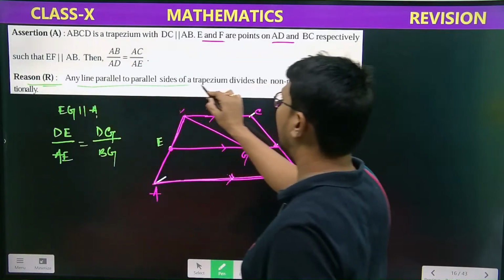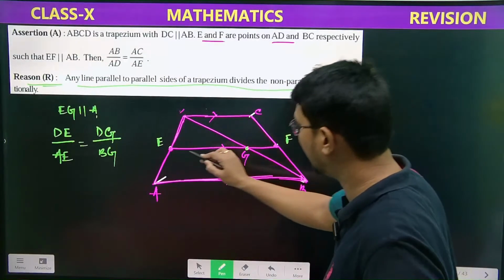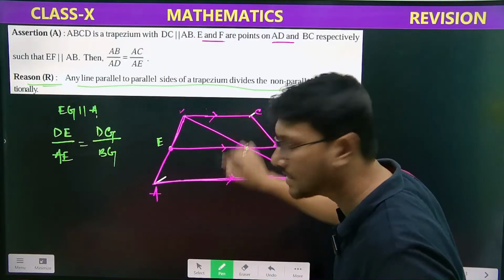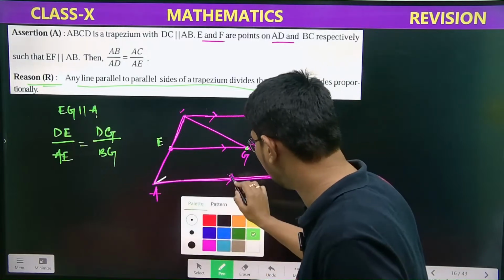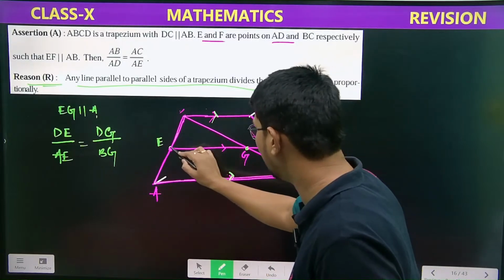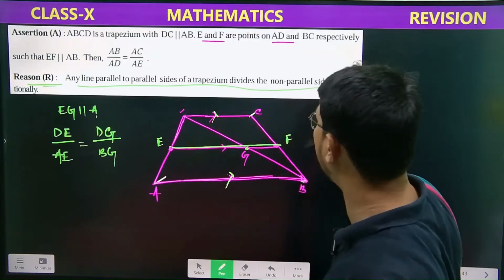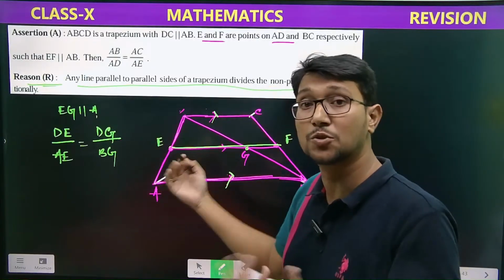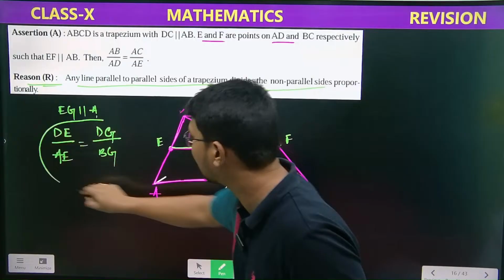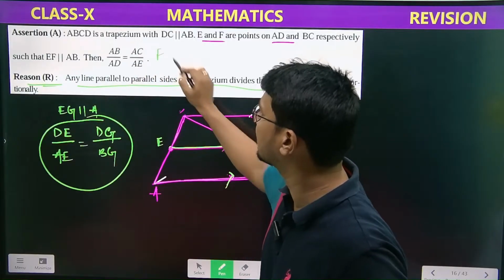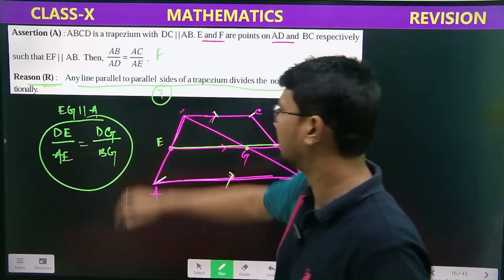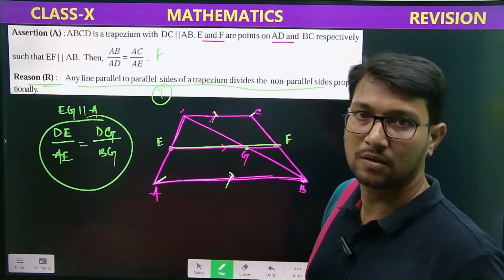Any line parallel to the parallel side of a trapezium. Which two are parallel? These two are parallel. If any line parallel to the parallel side of a trapezium divides the non-parallel sides in proportion, that is true. That means the assertion is false, but the reason is true. That's why. Understood? Okay.